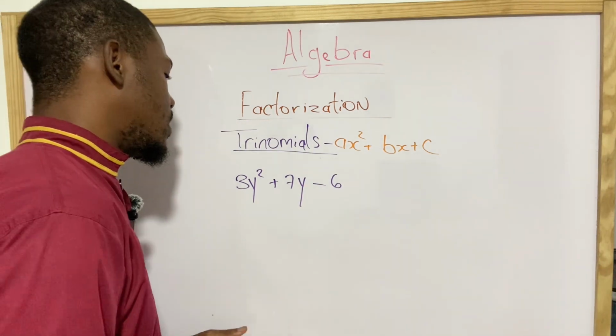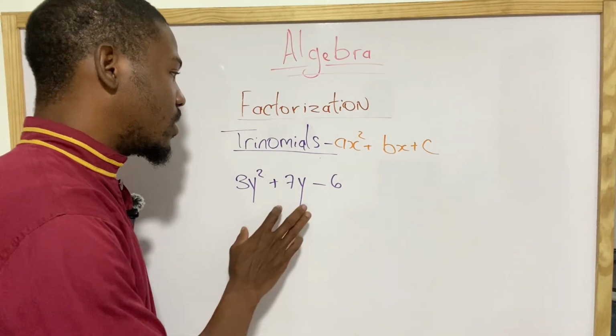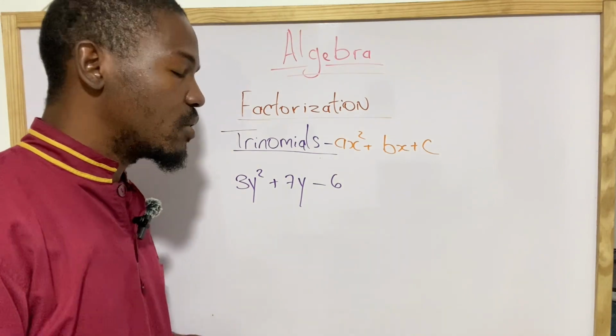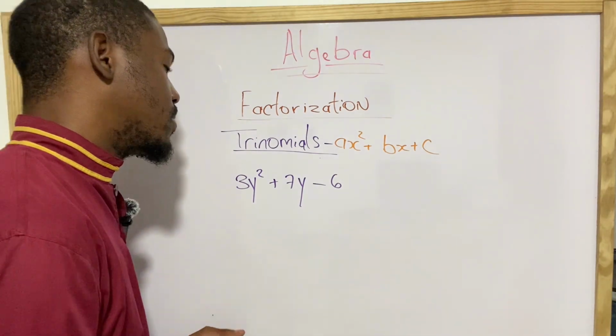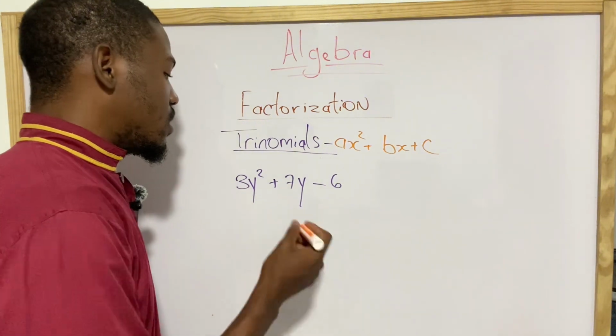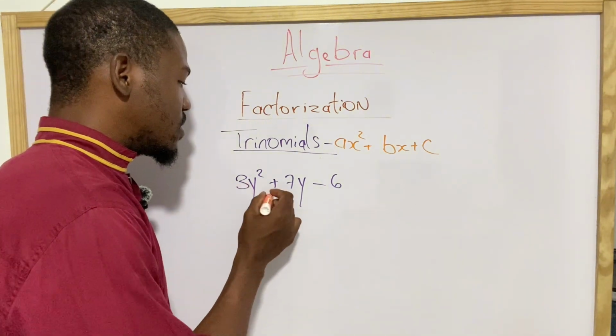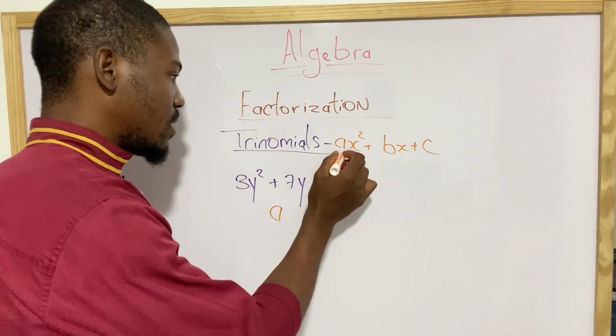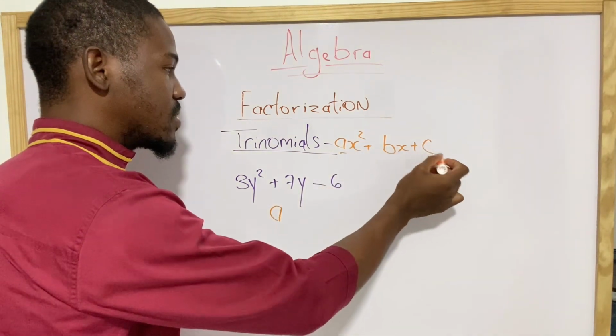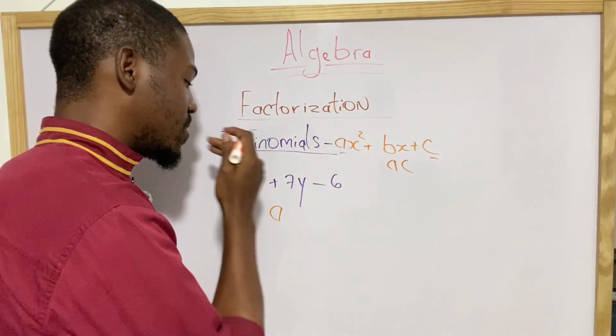a and b just represent regular integers, right? So a, b, and c are just numbers, but the x's are variables. So it could be ay squared plus by plus c, right? Now, the first step in solving trinomials is that a, right here, must be multiplied by c, a times c.